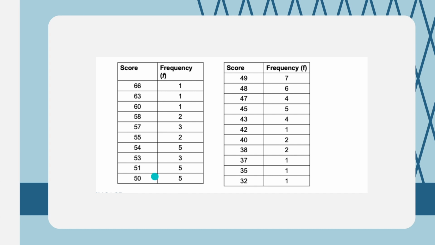So over here we have a score column, and then we have F, which is our frequency. The score column is where we write down all the possible scores, like 66, 63, 60, how we have those going down there. And the frequency column, here we write down how many students got each score. So for example, if 3 students got a score of a 57, you would write a 3 in the frequency column.